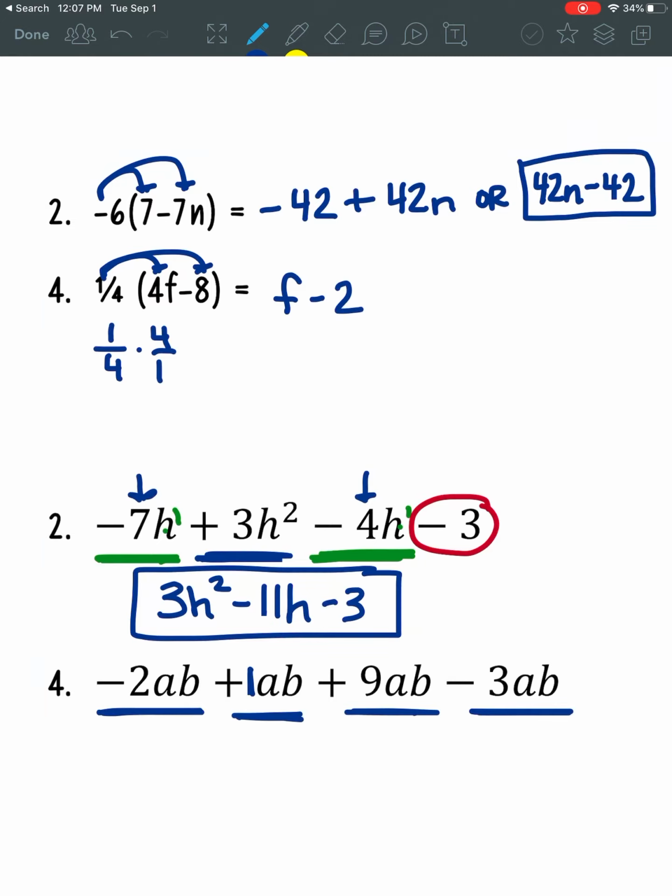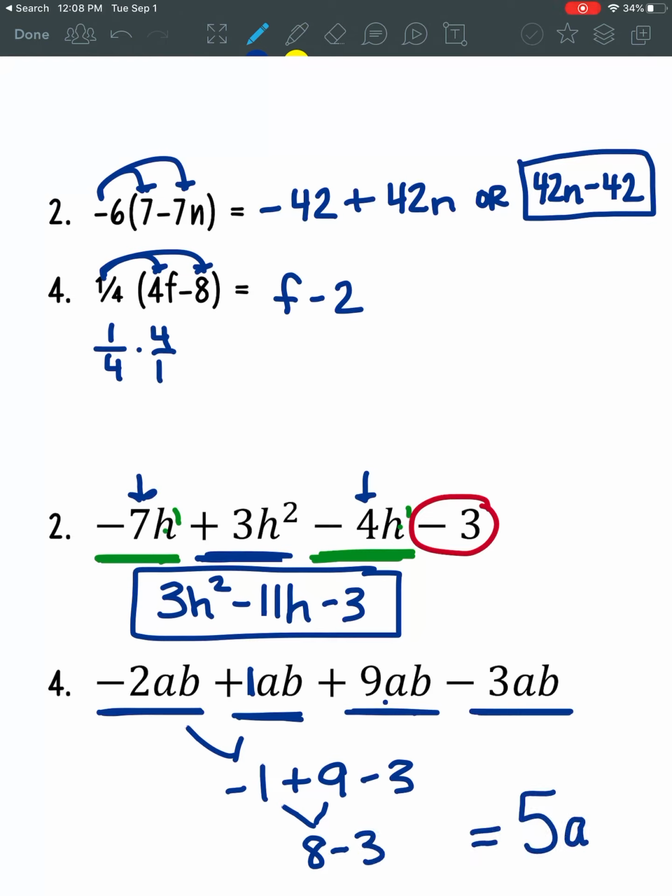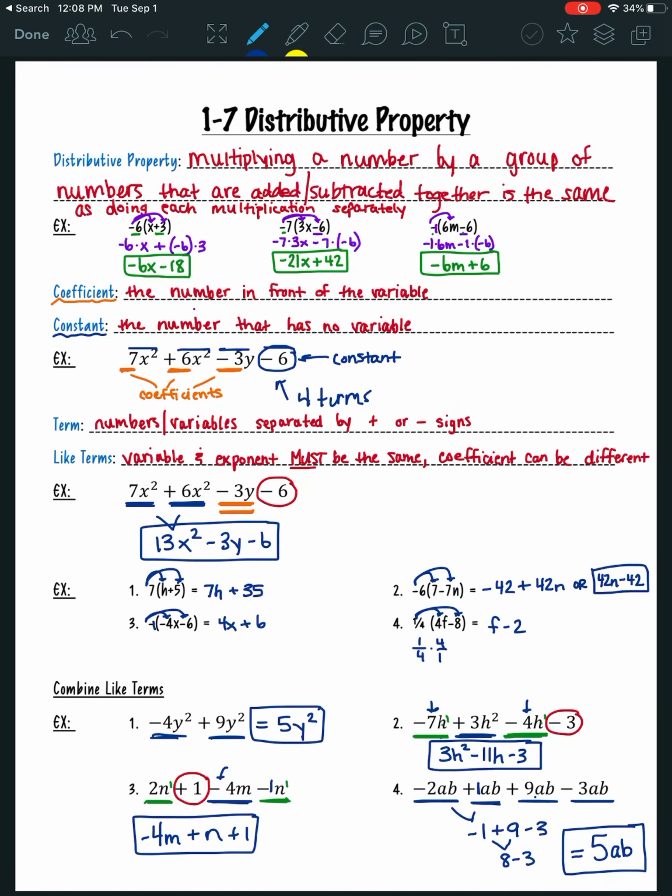So negative 2 plus, remember there's a 1 in front of there, is negative 1. Negative 1 plus 9 is 8. And then 8 minus 3 is 5. So let's show negative 2 plus 1 is negative 1. And then we have plus 9 minus 3. So this is 8 minus 3, and this is where I get 5. And then don't forget to have those variables that they have in common, those like terms. So 5ab is what we can simplify it to.